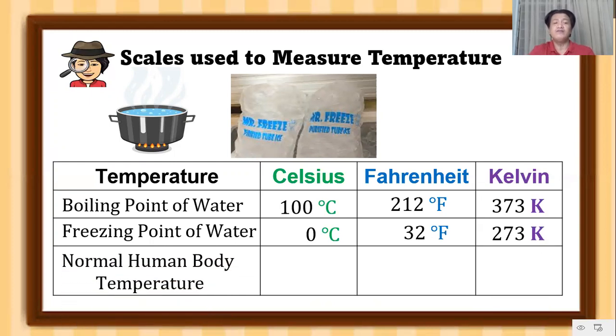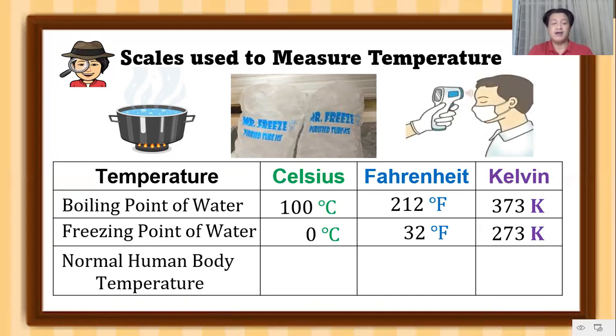Okay, and we also have the normal human body temperature. Okay, di ba pag kinuhanan tayo ng temperature kapag tayo lumalabas. So meaning to say, ang Celsius natin, that is the normal body temperature, is 37 degrees Celsius. Ang katumbas nito sa Fahrenheit, that is 98.6 degrees Fahrenheit. At yung katumbas naman dito sa Kelvin, that is 310. Okay? So meron tayong mga formula, yung nabanggit natin kanina kung paano i-convert from Celsius to Fahrenheit and Kelvin.